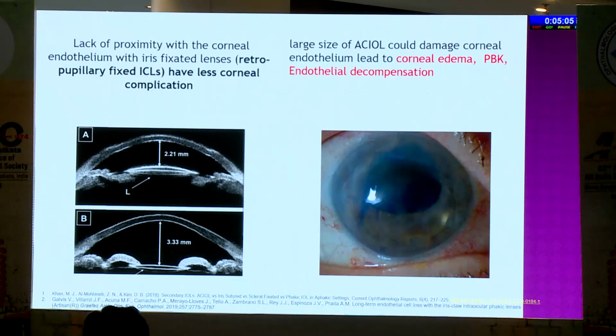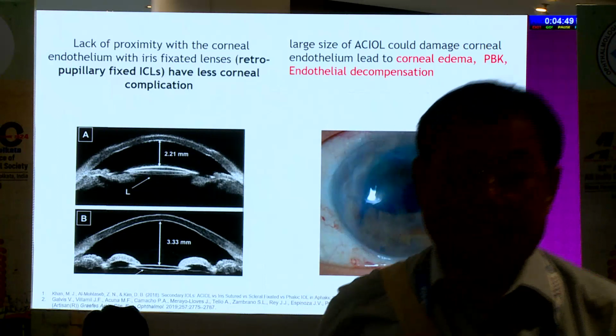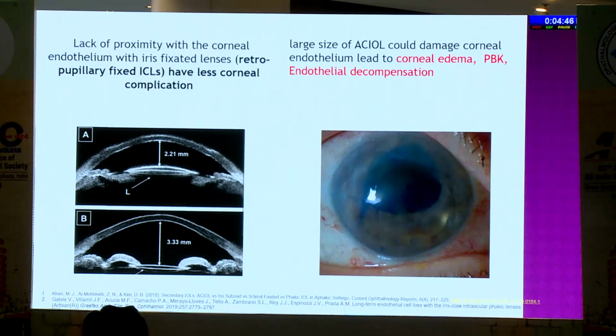This is a biometric picture which shows the antipupillary and the retropupillary location of the IOL. We can see in picture A, the cornea is 2.21 millimeter away from the lens, while in the case of the RP-ICL, the cornea is 3.33 millimeter away from the lens. The lack of proximity with the corneal endothelium means the retrofixated ICL has fewer corneal complications like corneal edema, endothelial cell loss, and endothelial decompensation. These complications are more common with the AC-IOL because it is large in size and is more in contact with the corneal endothelium.